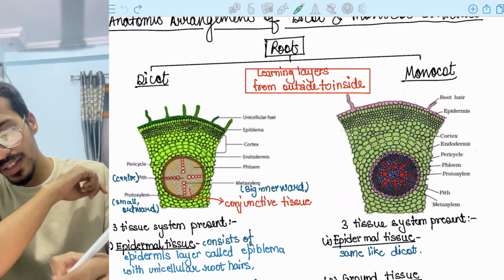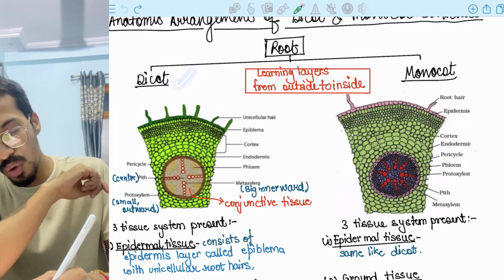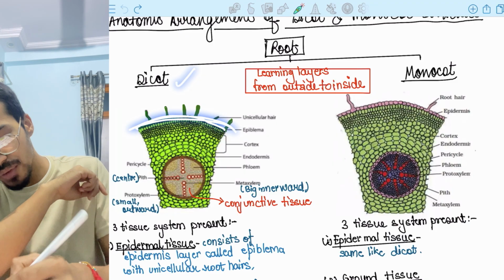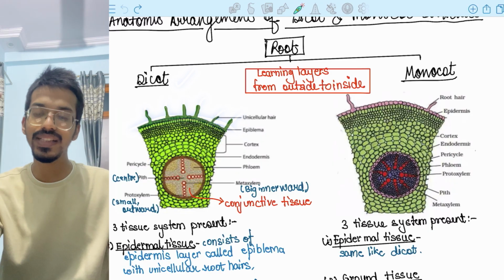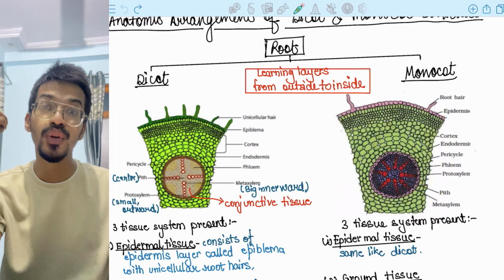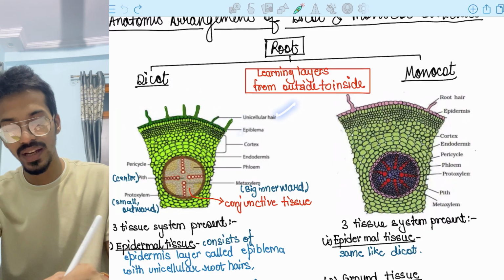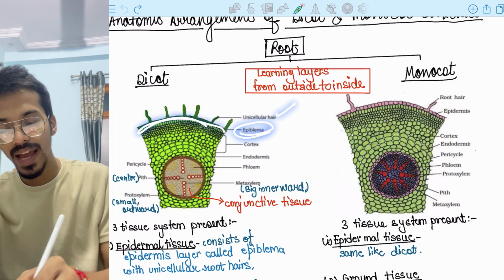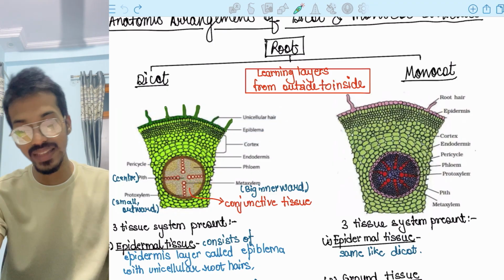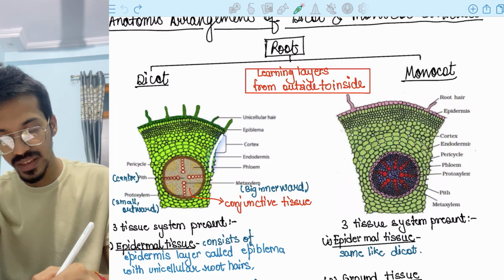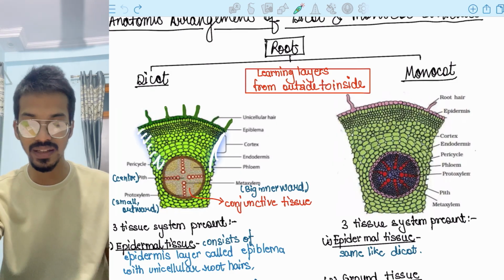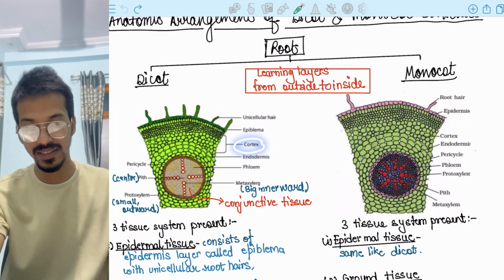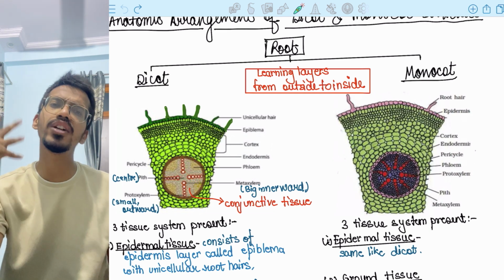Then comes the dicot. Let's see that the outermost layer is this one, which has these hairs. These hairs are representing the root hairs. So this is a unicellular hair, and this layer is called the epiblema. Then inside it, this green colored area where different types of cells are present, they are representing the cortex.